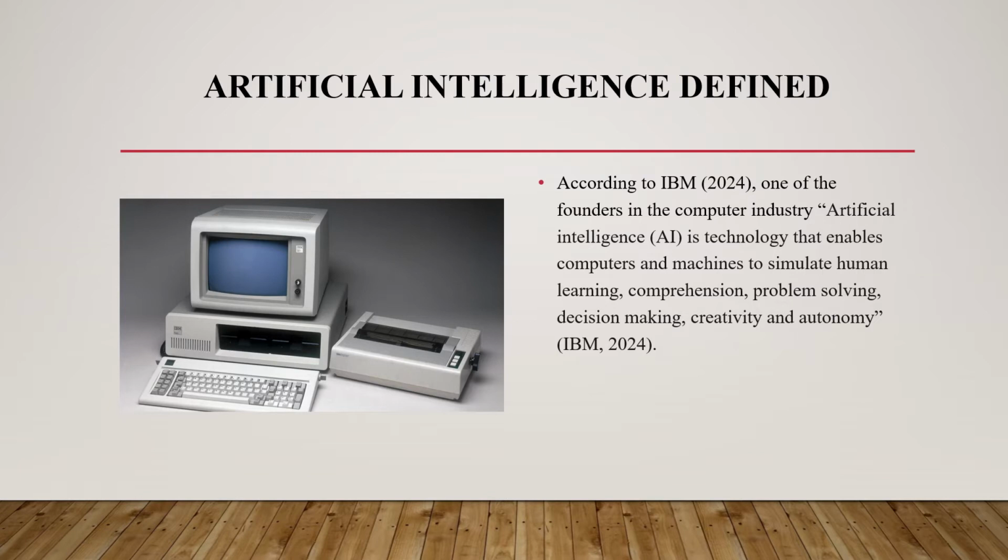According to IBM, one of the founders in the computer industry, artificial intelligence is technology that enables computers and machines to simulate human learning, comprehension, problem-solving, decision-making, creativity, and autonomy. Advances in artificial intelligence create computers which have the ability to do amazing things, such as understand human language and respond appropriately. These computers can learn from new data provided to them and make informed decisions, plan interventions, or even make recommendations based on their understanding of the information.